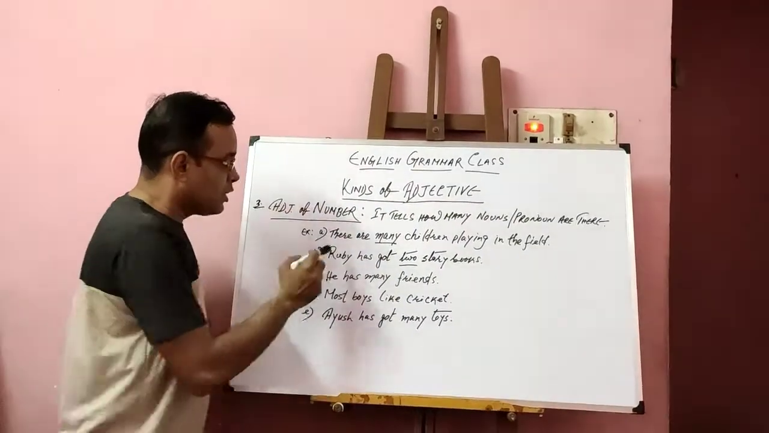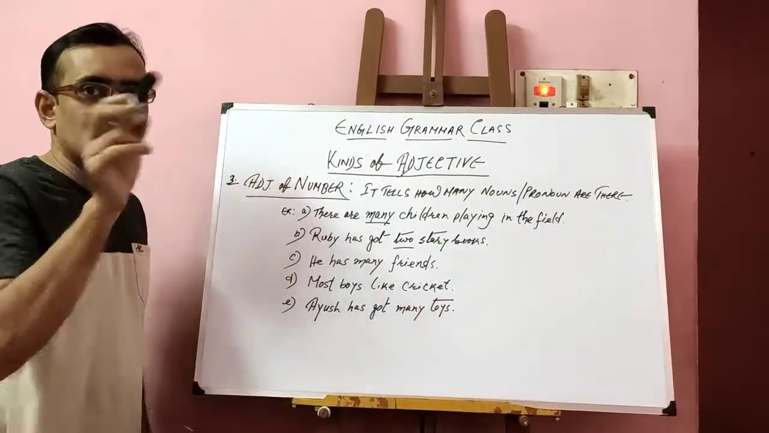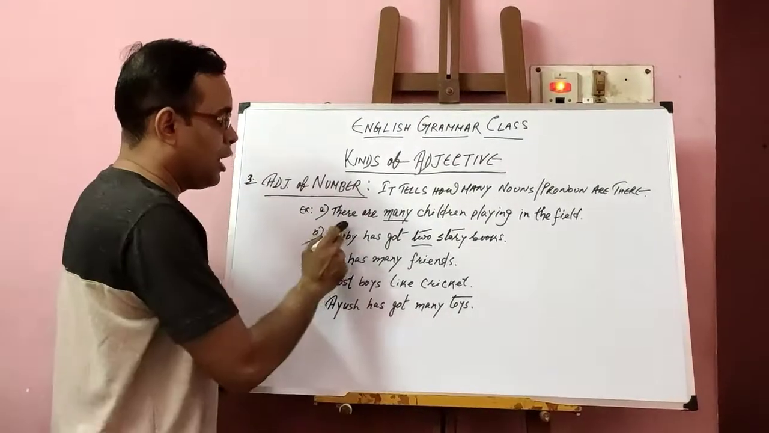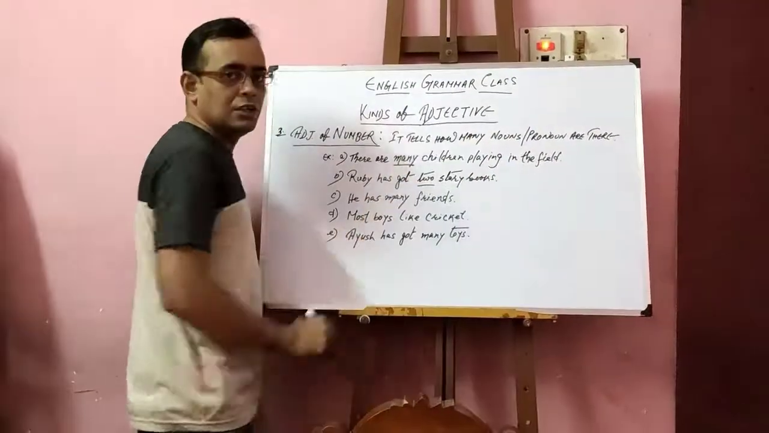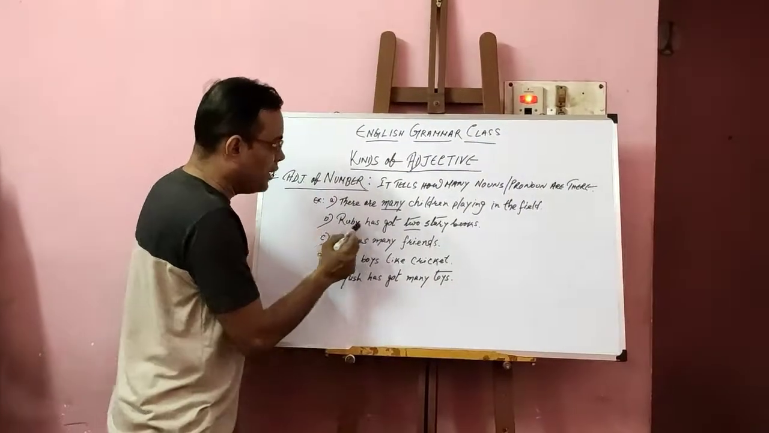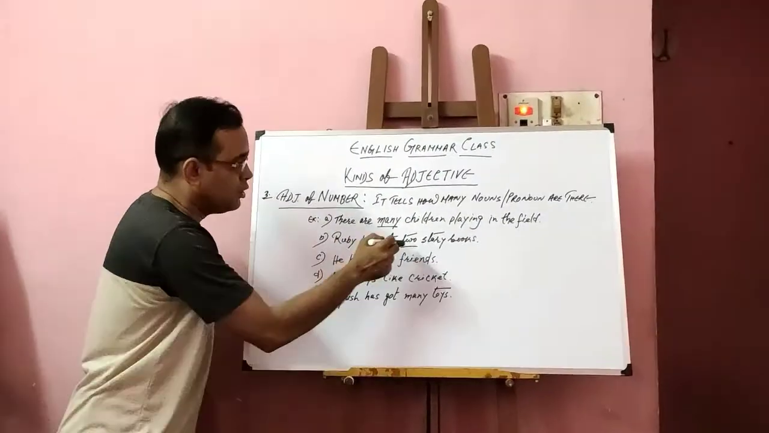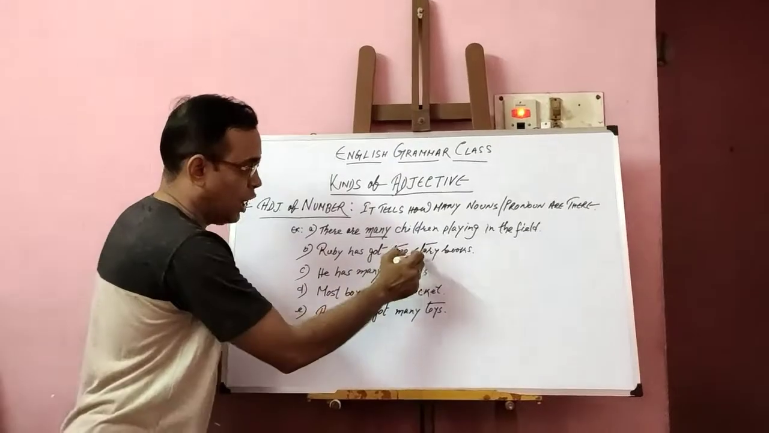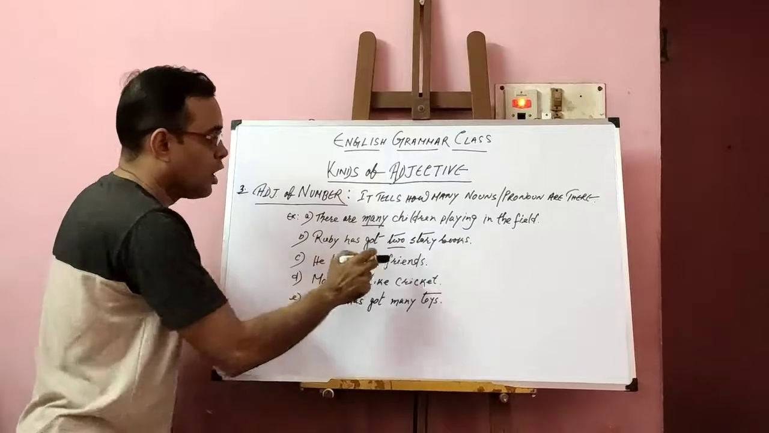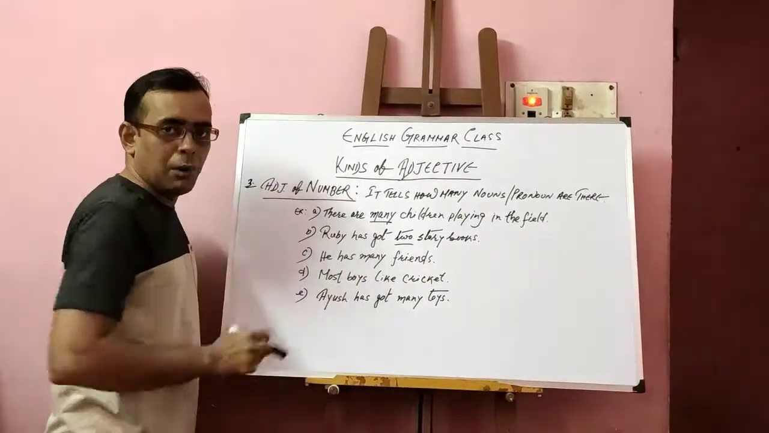There are many children. So we can count. How many children are there? Many children are there. Many is an adjective of number. There are many children playing in the field. Next, Ruby has got two storybooks. How many storybooks has Ruby got? Two storybooks. The word two describes the noun storybooks. So it's an adjective of number.